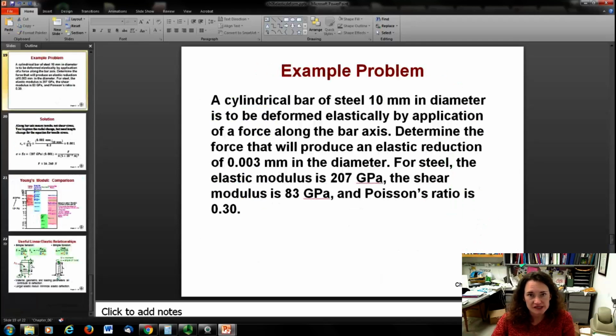Let me do another example problem for you. Here you have a cylindrical bar of steel, 10 millimeters in diameter, and it's to be deformed elastically by application of a force along the bar axis. Determine the force that will produce an elastic reduction of 0.003 millimeters in diameter. For steel, the elastic modulus is 207 gigapascals, the shear modulus is 83 gigapascals, and Poisson's ratio is 0.3.